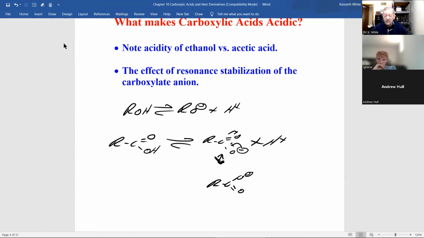And when you can draw resonance forms of something by just shifting electrons around, guess what? It's more stable. You're going to go more to the right of this equilibrium, and it will be more acidic.